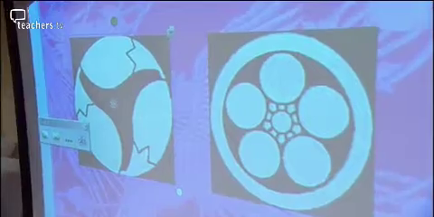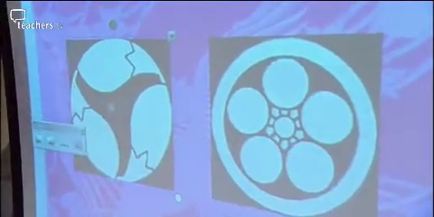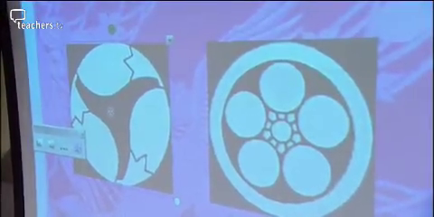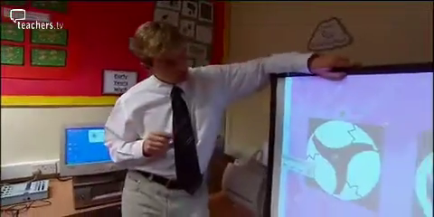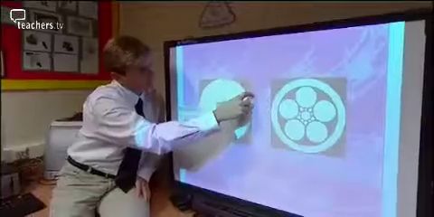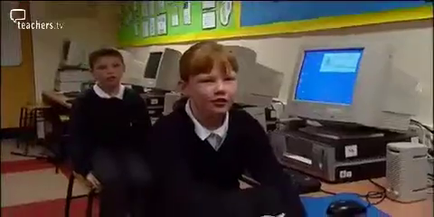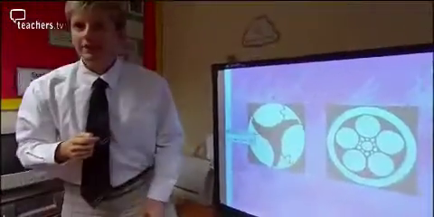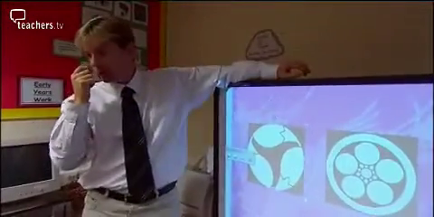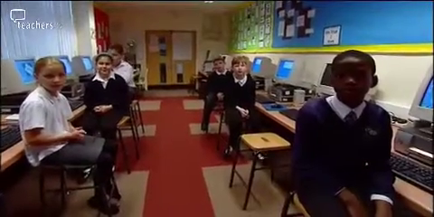Let's have a look at the first one there. Do you think that this pattern will have rotational order? I think it's going to have 3. And let's have a look and see if you are right. 1, 2, 3. Excellent. It's got a rotational order of 3. Well done. Next, the pupils are going to design their own images.